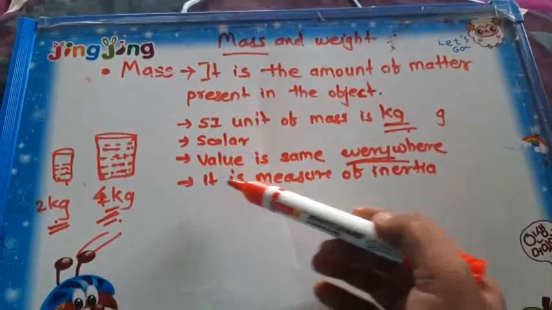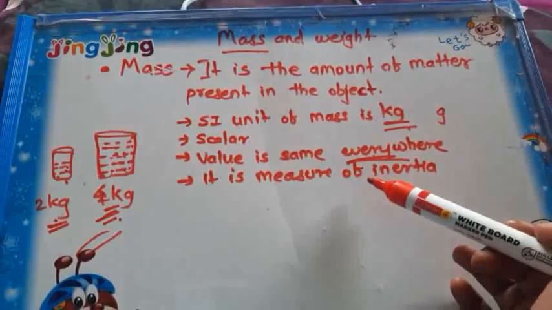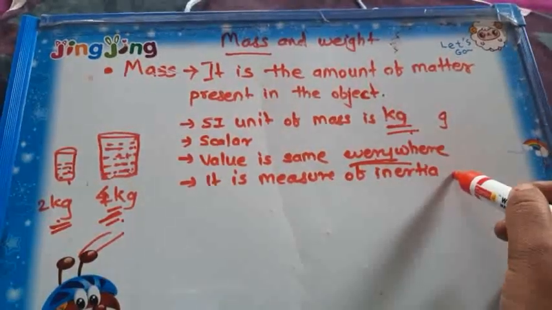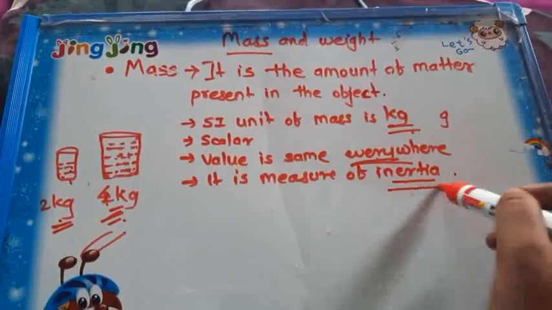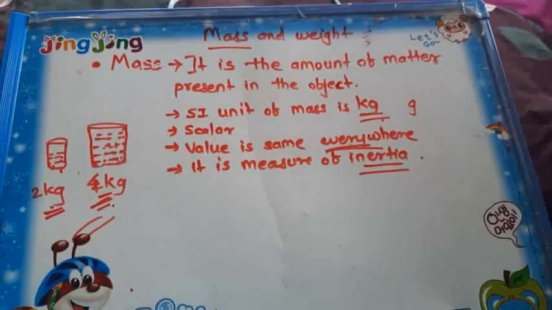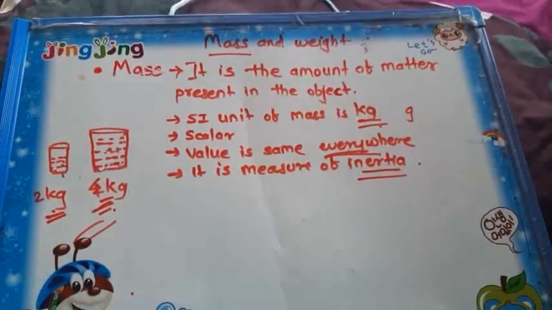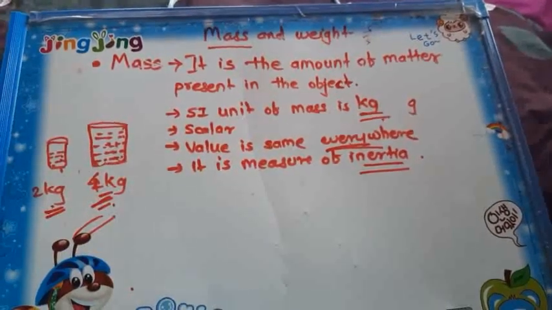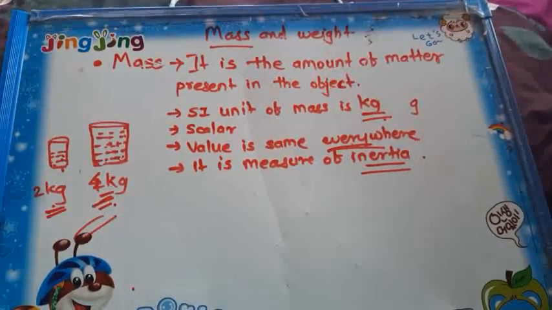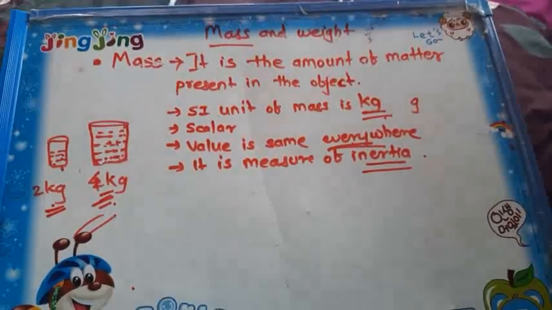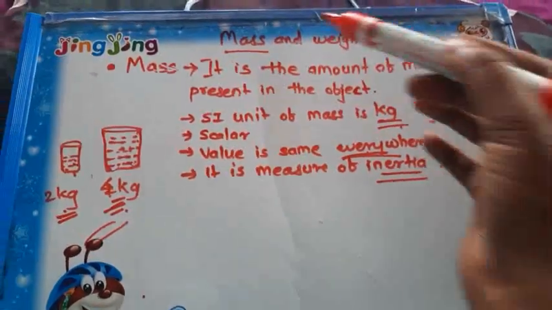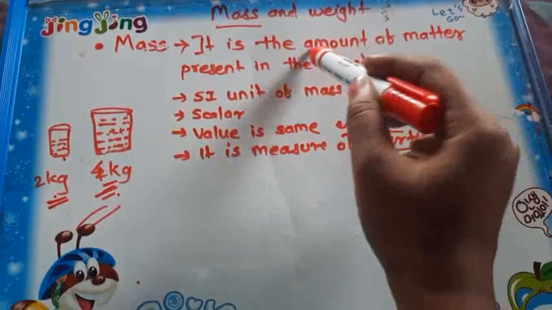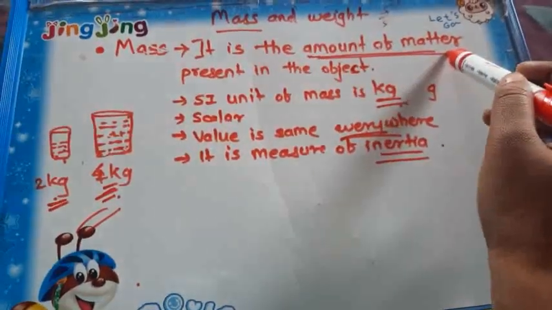Next is, it is a measure of inertia. Inertia, in 9th standard you have learnt. Inertia is the tendency of an object to remain in the position in which it belongs. Higher is the inertia, higher is the mass. So, mass is nothing but the amount of matter present in the object.